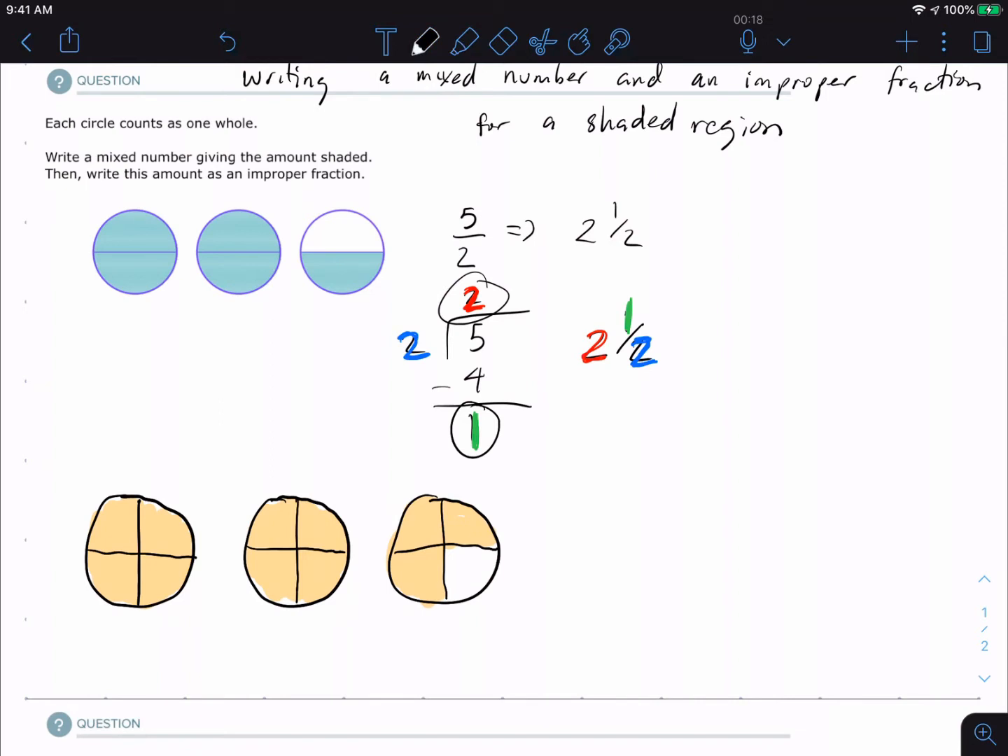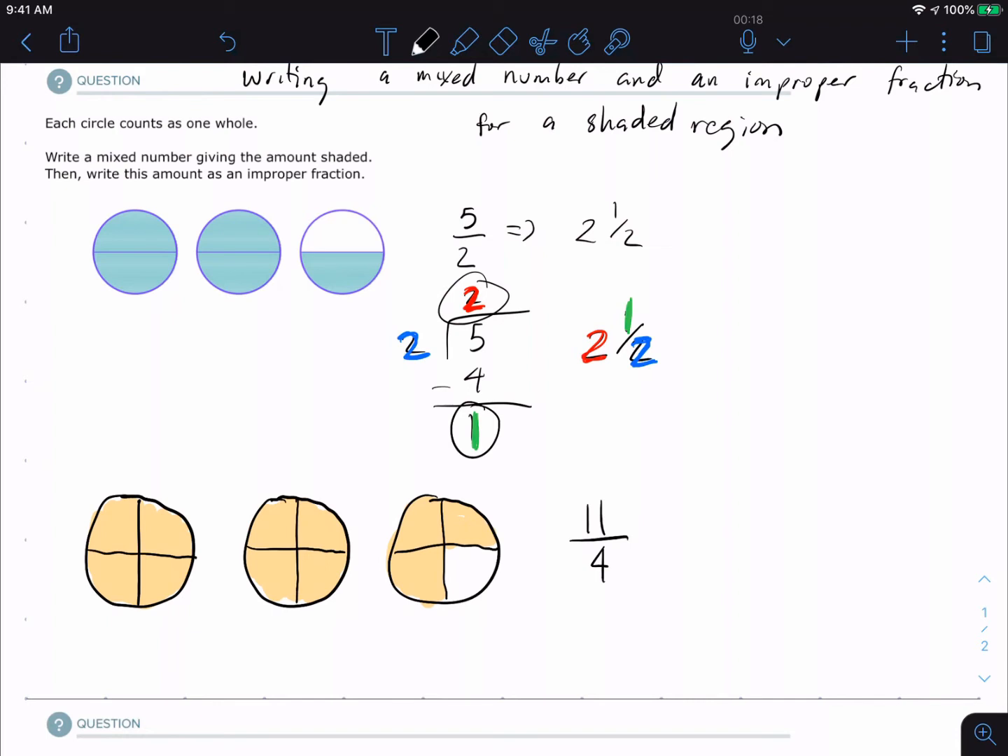So the first thing we want to look at is how these circles are divided. They're divided into groups of 4, right? So that tells us that the denominator should be a 4. It's like quarters. How many of the quarters are shaded? That's right. So we have 11 of them shaded. So this is what we would say the improper fraction.